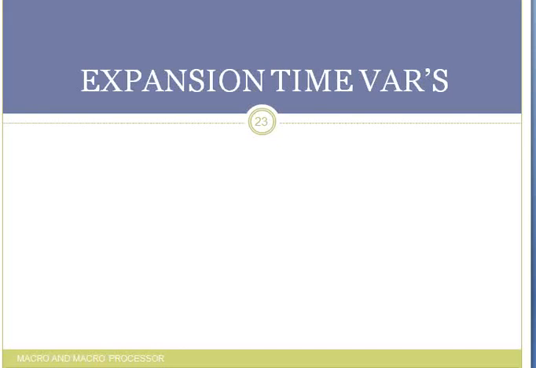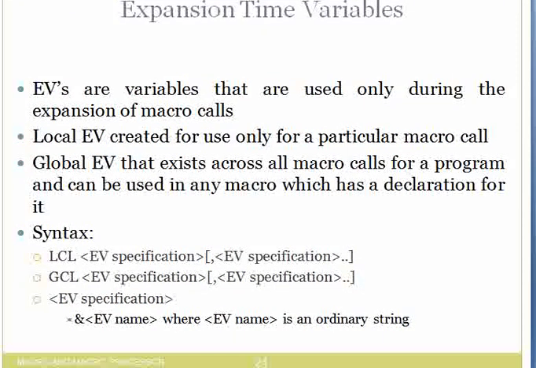We look at expansion time variables, which is an additional advanced macro facility in addition to the conditional expansion statements like AIF, AGO and sequencing symbols. So what are these expansion time variables? Suppose I wanted a statement within the macro to be repeated multiple times in the expansion, then I could use the concept of expansion time variables.